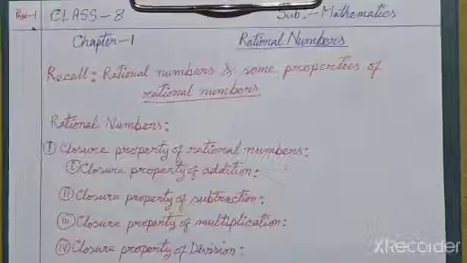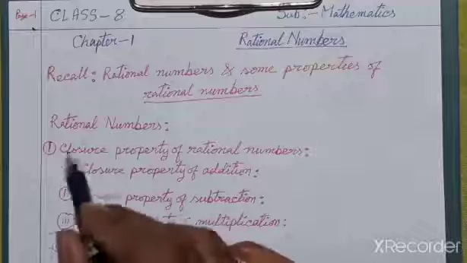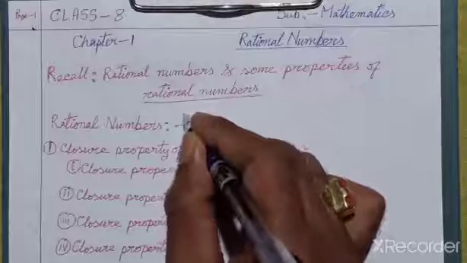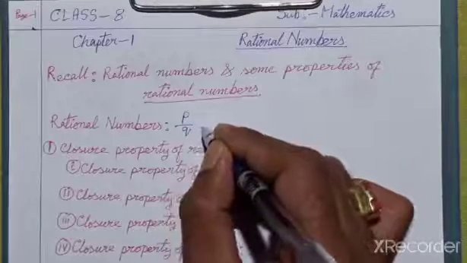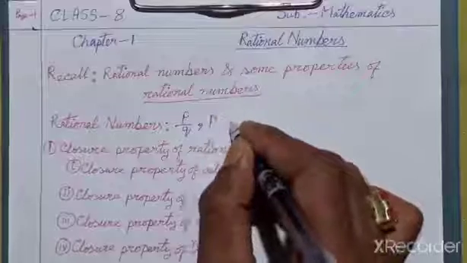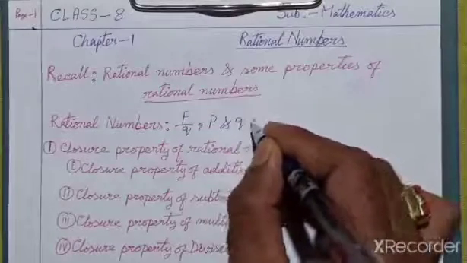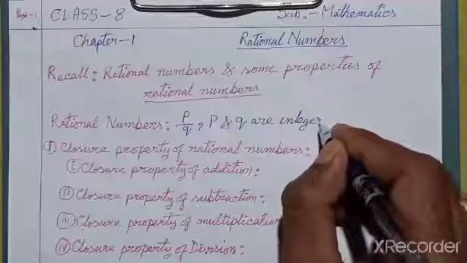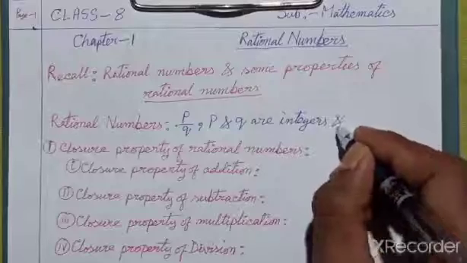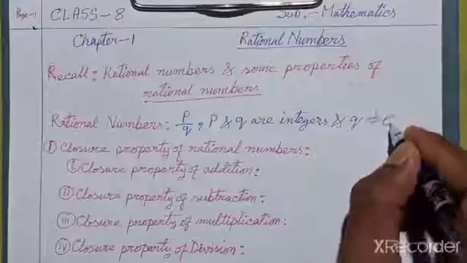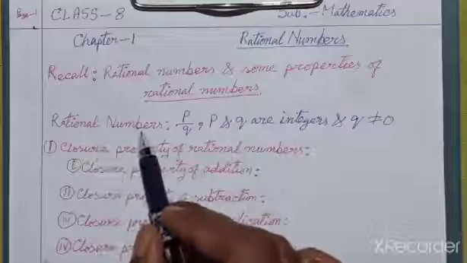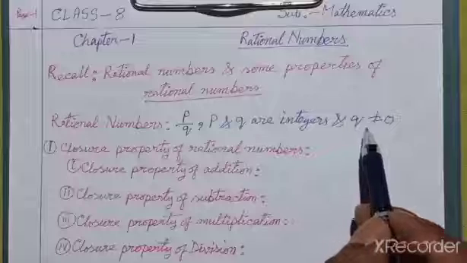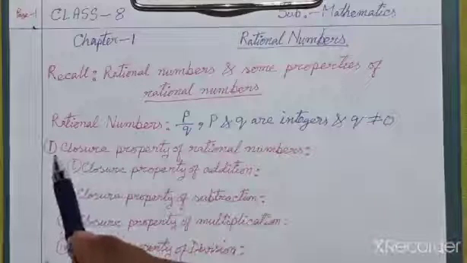Rational number. A rational number is a number which we can put in the form of P by Q, where P and Q are integers, and Q is not equal to 0. That means rational numbers are the numbers which we can keep in the form of P by Q, where P and Q are integers and Q is not equal to 0.